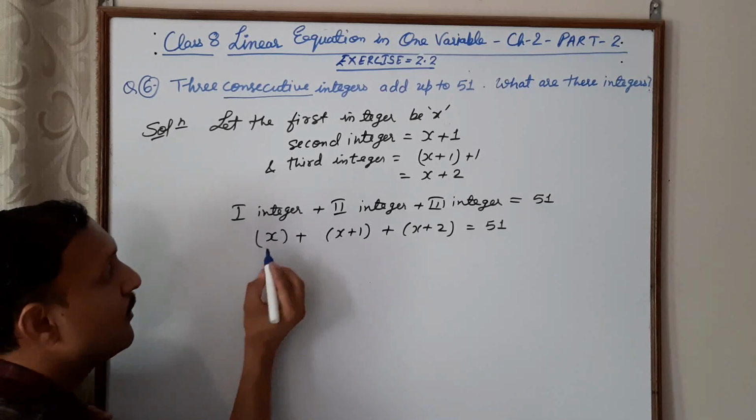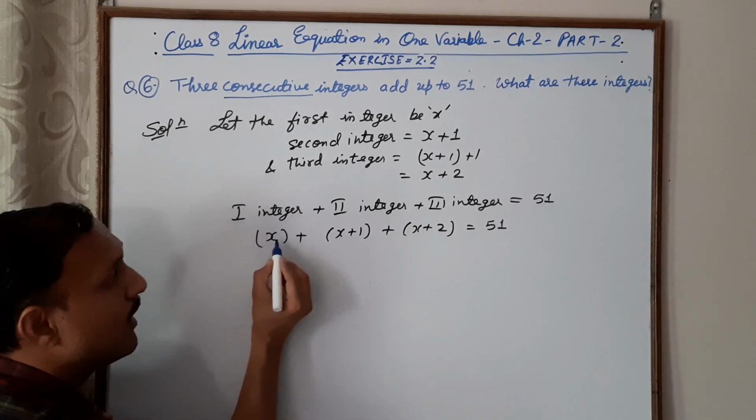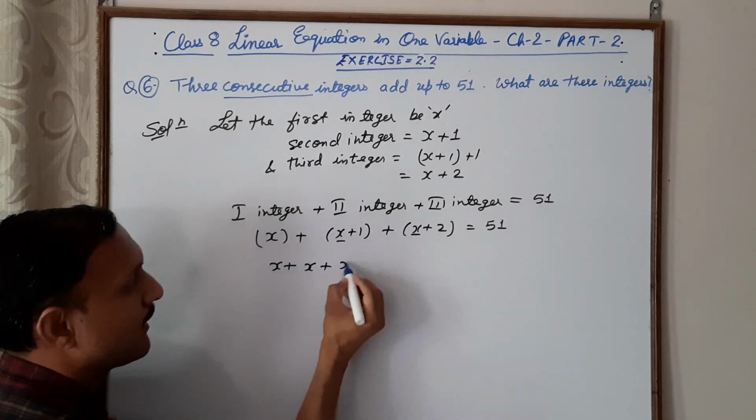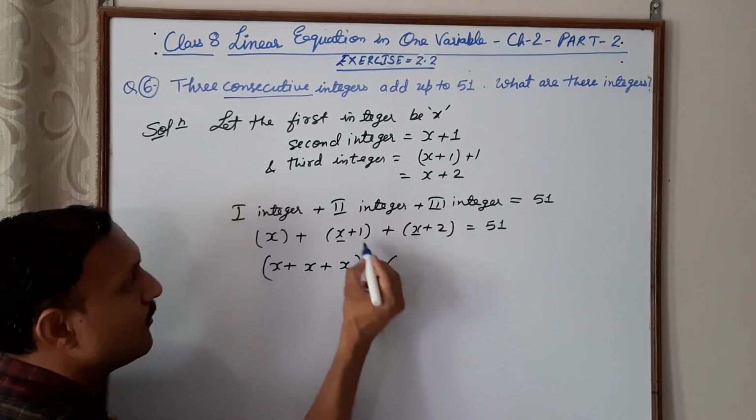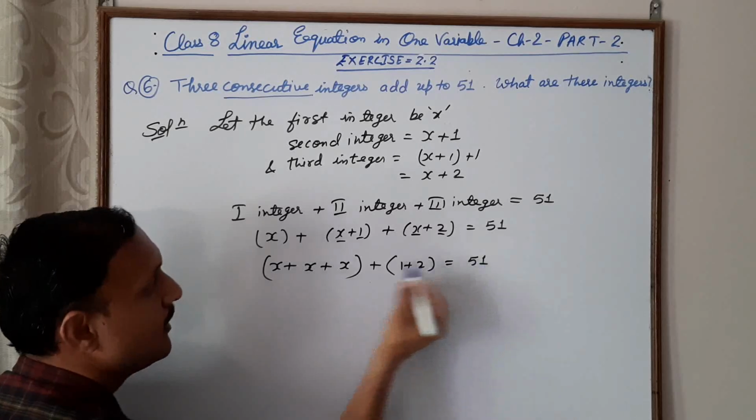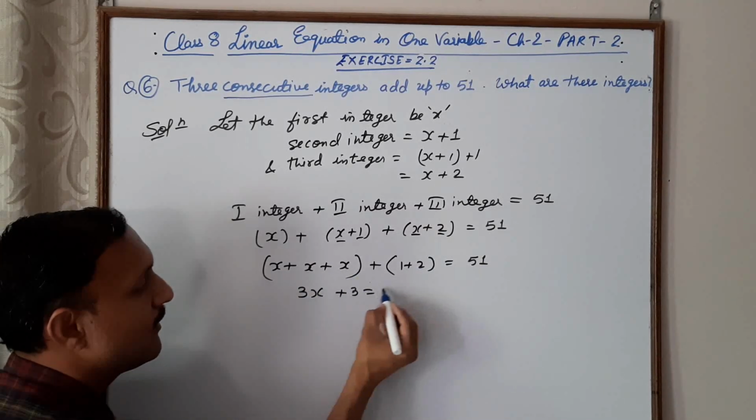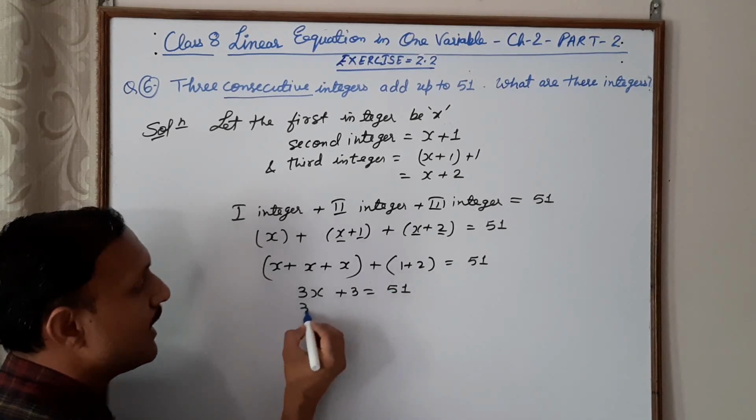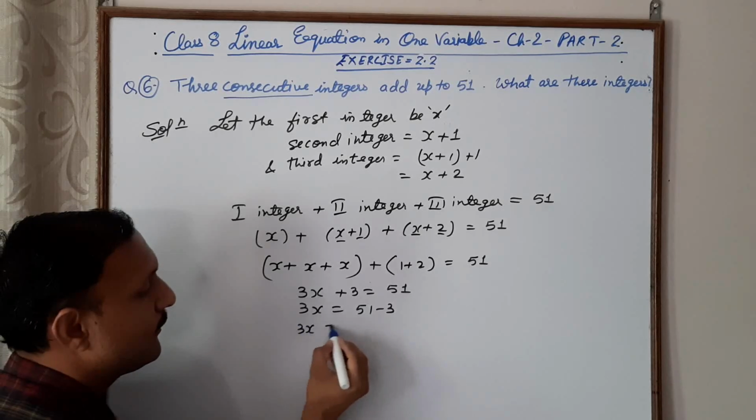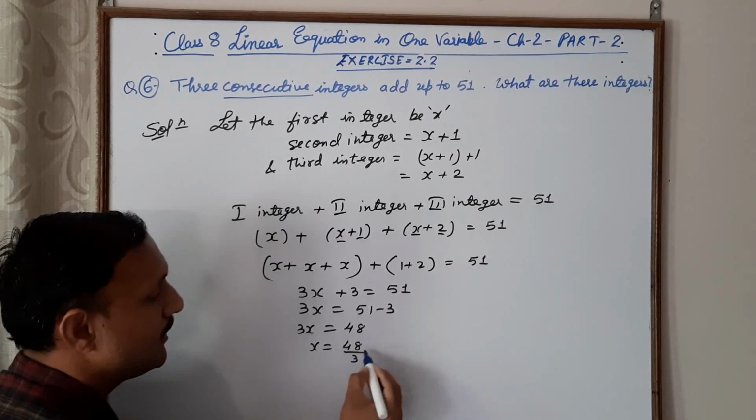So now collecting all variables, here no coefficient means 1 is there. So x plus 1 more x plus 1 more x. So 3x are there, and 1 and 2 equals 51. 1x, 1x, 1x, 3x. 3x plus 3 equals 51. 3x equals 51 minus 3. 3x equals 48. x equals 48 by 3, means 16.